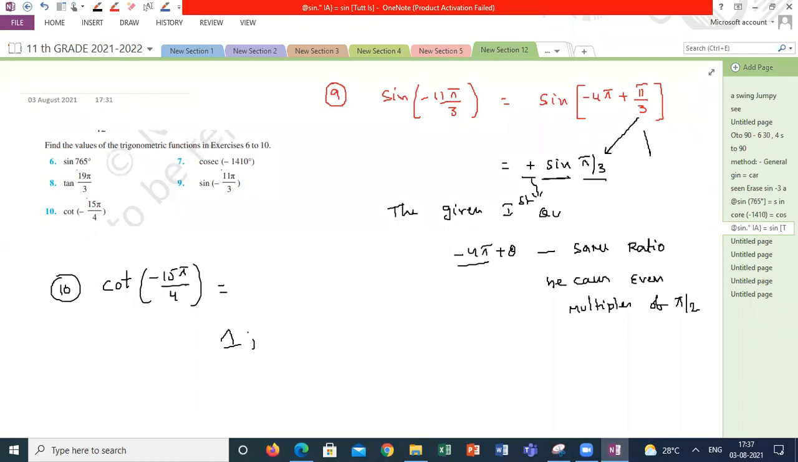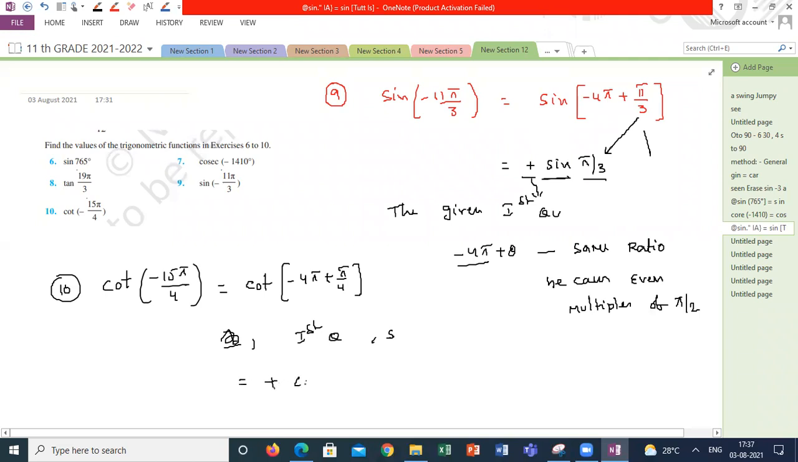So 1. Can anyone explain the procedure, how to do it? Sir, it can be written as minus 4 pi plus pi by 4. Yeah, minus 4 pi plus pi by 4. That means for completion of 4 revolutions, 45 degrees is less. So cot of minus 4 pi plus pi by 4 means it represents the first quadrant supplementary angle. So plus cot pi by 4. The answer is 1. Simple.